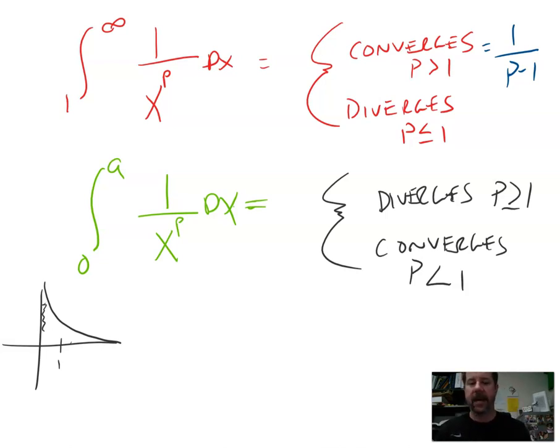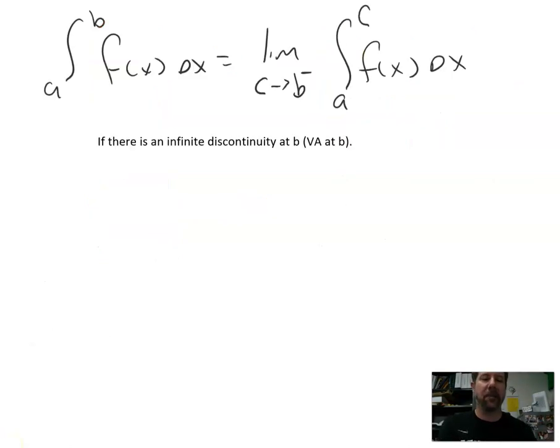All right? Notationally, here's how we're going to have to phrase things now. If I'm doing the integral from a to b, and there's an infinite discontinuity, or a vertical asymptote at b, okay? It's at the end of my interval, if it's at the b value. Then we would say the limit as c approaches b, but from the left because I'm approaching from the left, okay? Limit as c approaches b from the left of the integral from a to c of f of x dx. And so that's how I'd have to notate this correctly.